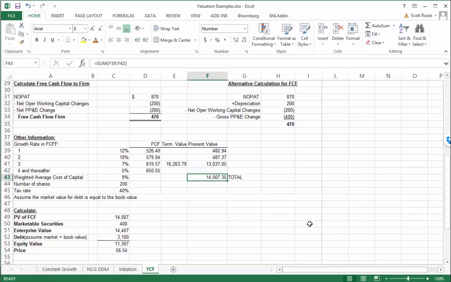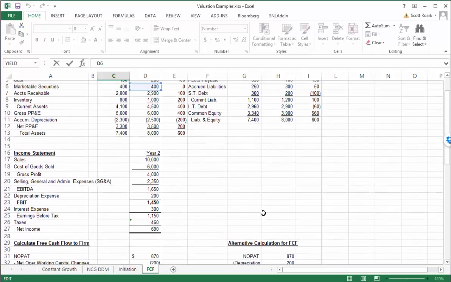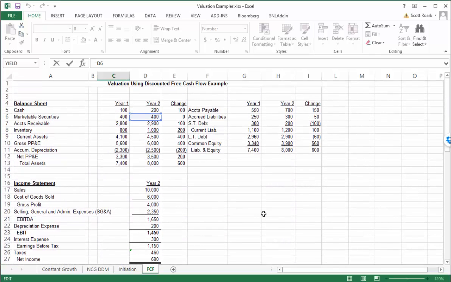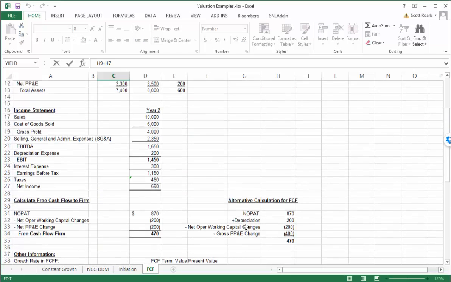All right, now let's move down to the final calculation here. The present value of all my future free cash flows is that number we just calculated, 14,000. If I add back in the marketable securities for the firm, so if we go back up to the balance sheet, I've got marketable securities of 400. Then my enterprise value is 14,407.